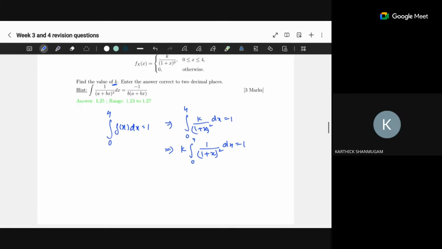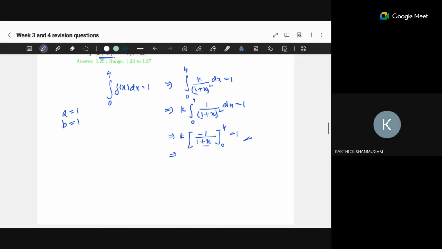Now they have given this thing, right? So I can write it as k times the integration of this, which is minus 1 upon, what is my b? b is 1 and a is also 1. So this is 1 plus x from 0 to 4. This part is clear? Yeah, clear. So here a is 1 and b is also 1.